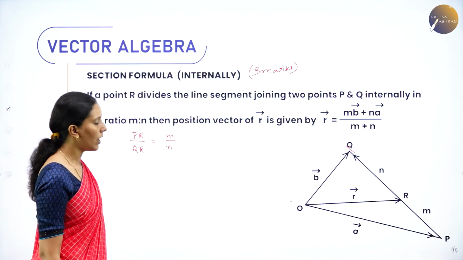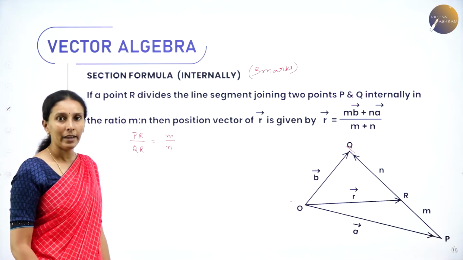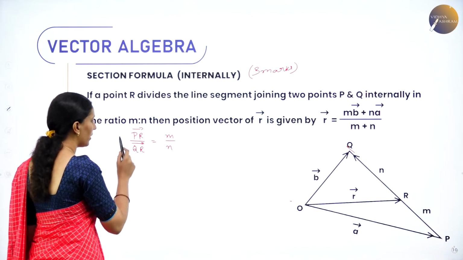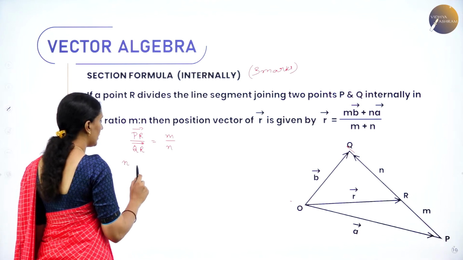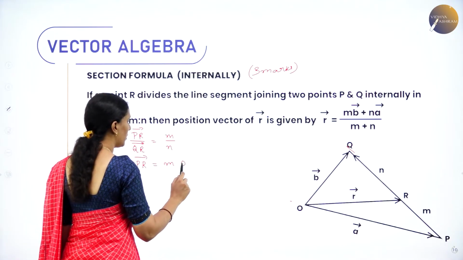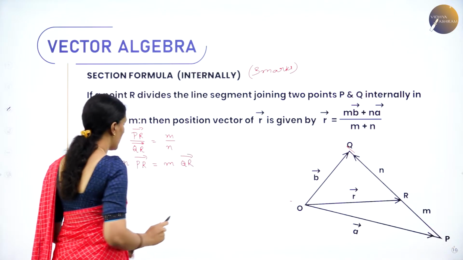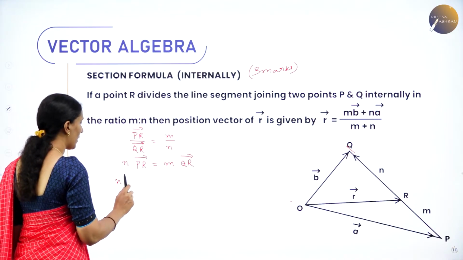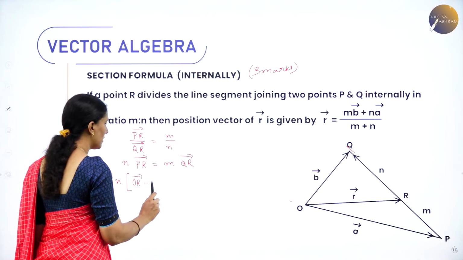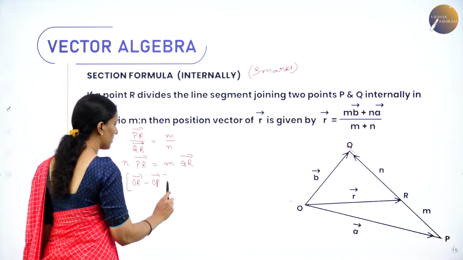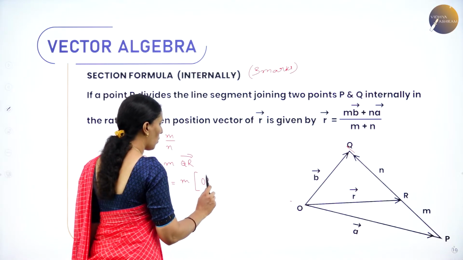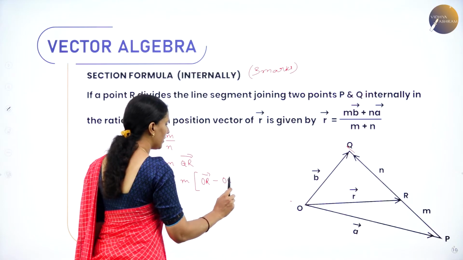PR by QR is nothing but M by N. So this is vector PR and vector QR. Then I can write this as N into PR equals M into QR. How can I write PR? PR can be written as vector OR minus vector OP. M into QR can be written as vector OR minus vector OQ.